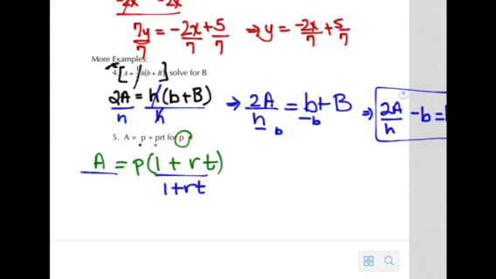So then p, I need more space than that. This cancels. P will equal A over 1 plus rt.